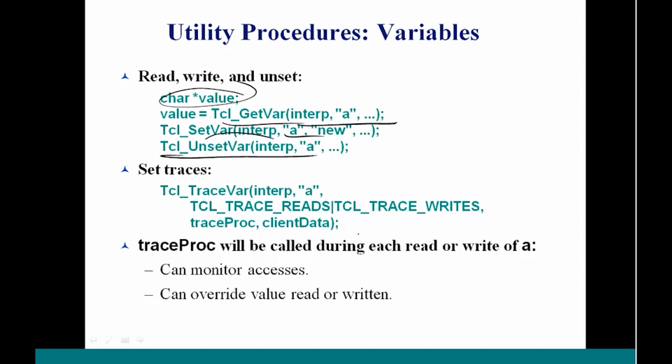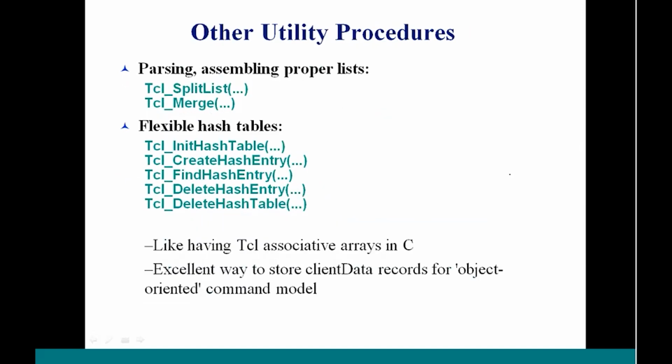And then we can set traces, basically going through various things essentially. So for the interpreter, Tcl_TraceVar with TCL_TRACE_READS enables the trace reads, and then TCL_TRACE_WRITES, basically those two, and then the trace proc and the client data. So the trace proc will be called during each read or write of a monitored variable, and then it can override any value read or written.